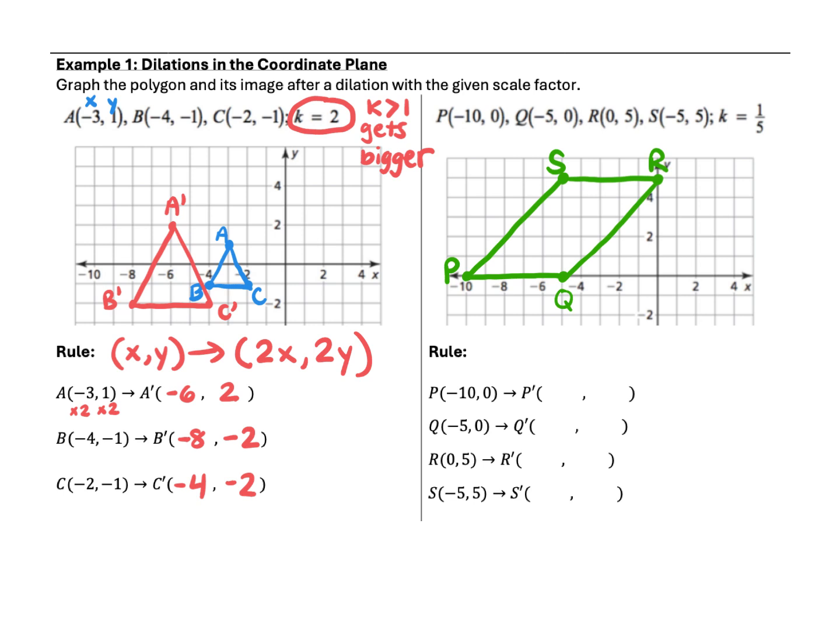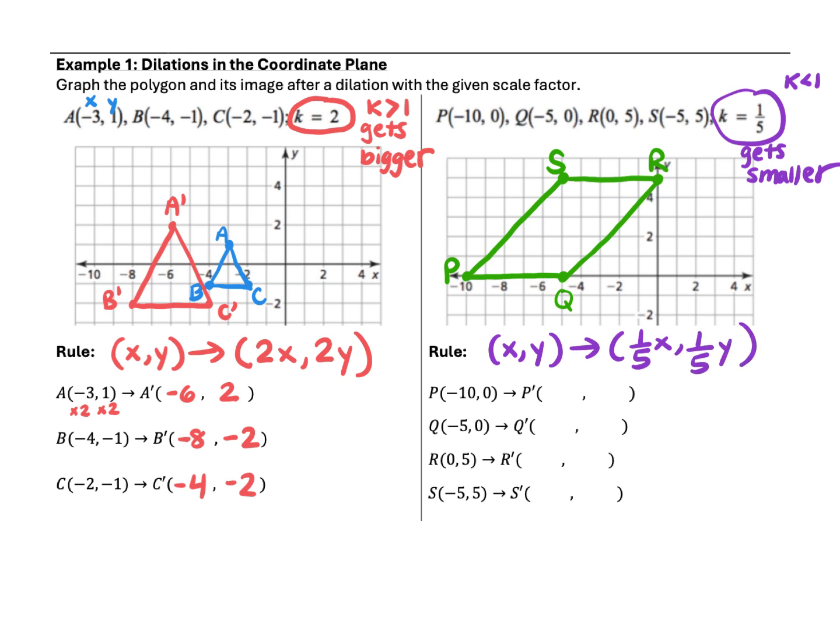Now we're going to do the dilation. This time, notice that k is 1/5. Well, 1/5 is below 1, so it's going to get smaller. So for our rule, we take the point (x, y) and multiply both the x and y coordinates by 1/5. So (1/5 x, 1/5 y).